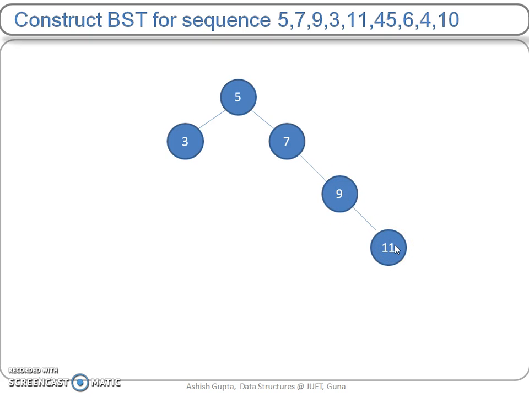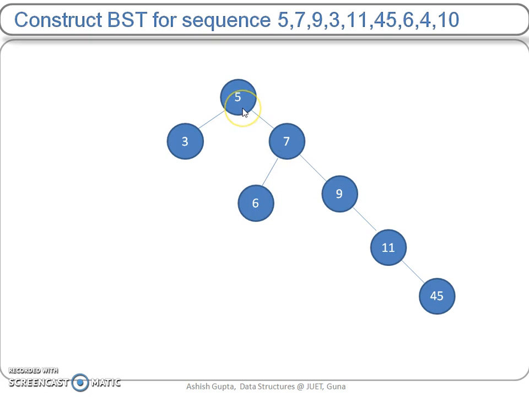Now next is 45. 45 is greater than 5, so it goes to the right side of 5. Then it is greater than 7, so again right, then greater than 9, so again right, then greater than 11, so again right. Now the next node is 6. 6 is greater than 5, so right, and 6 is lesser than 7, so left, so it would be connected to the left of 7.